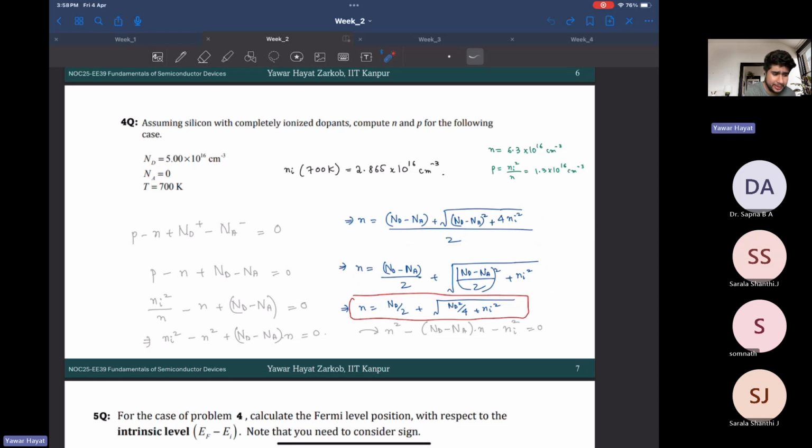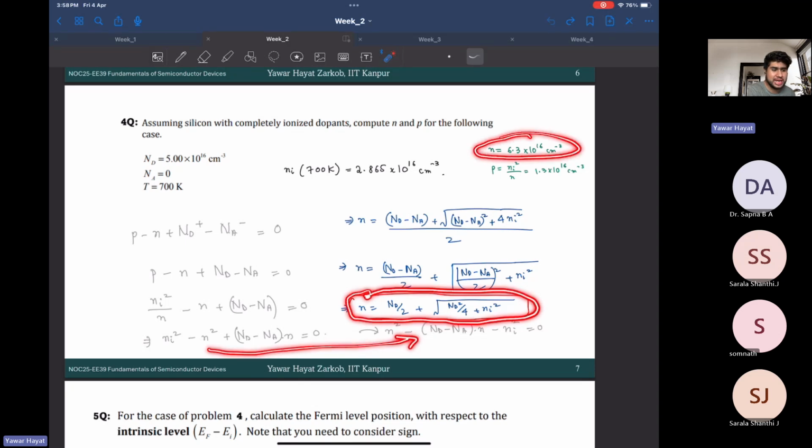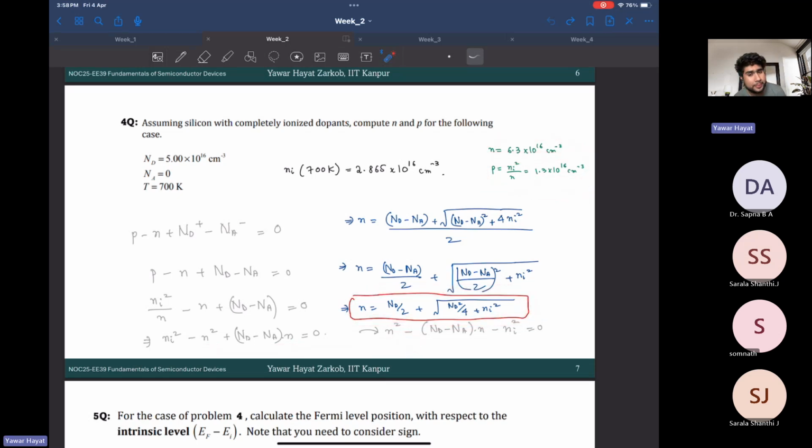Is it fine? Okay. This was from this, and this is the solution of N that you get. If you plug in the values, your N would be this, and P would simply be Ni square by N, which is this. Is this fine now? Okay, was I audible? Yes, sir, you're audible. Okay, fine then.